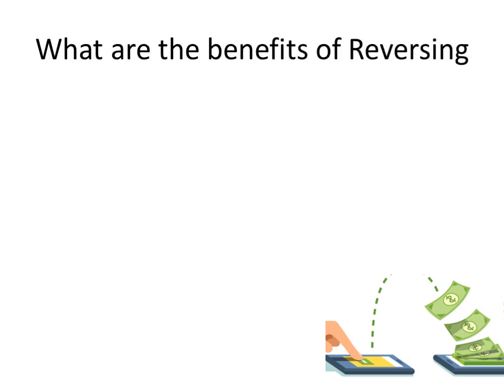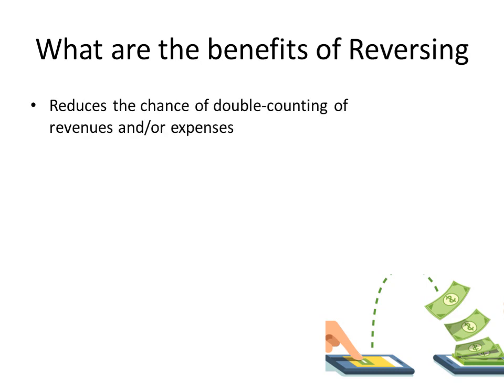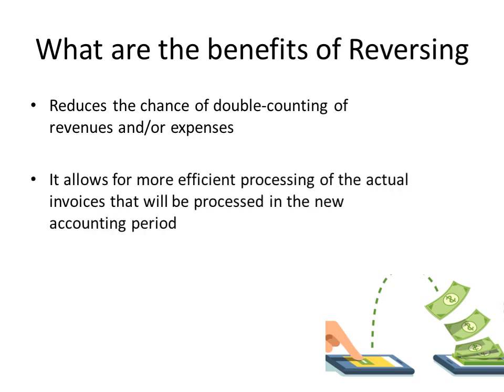So what are the benefits of reversing? Number one, it reduces the chance of double counting of revenues and expenses. Normally, this means that the way we record each account at the end of the period and the beginning of the period is just the same if we do the reversing entry. Next, it allows for a more efficient processing of actual invoices that will be processed in the new accounting period. Meaning, the expenses can still be recorded in the next period despite pertaining to the prior period. We will see that as we go on.